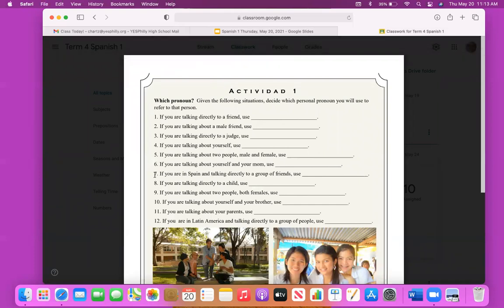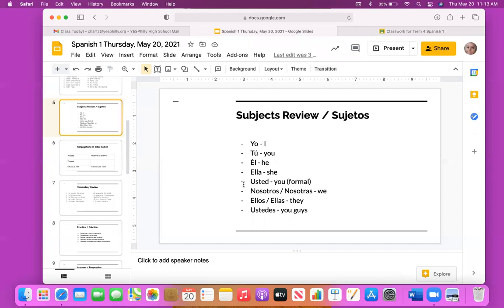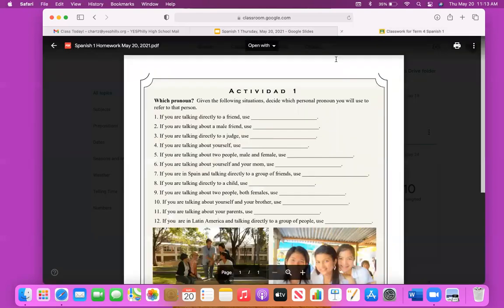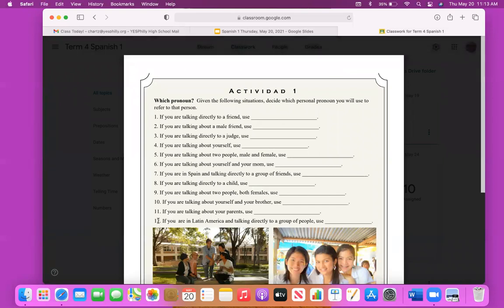Okay. So for number 7, if you were in Spain and talking directly to a group of friends, which would you use? Like you guys, I'm talking to you guys. So you would use ustedes, right? Like, hey, do you guys want to do this? Then number 12 would also be ustedes because it says talking directly to a group of people. So you guys again. Usually Spain and Latin America use 2 different things, but nobody even uses the Spain one, so it's not really important to learn. They will both be ustedes.